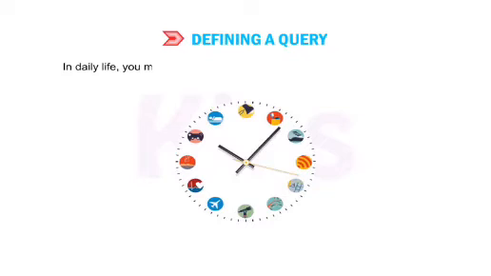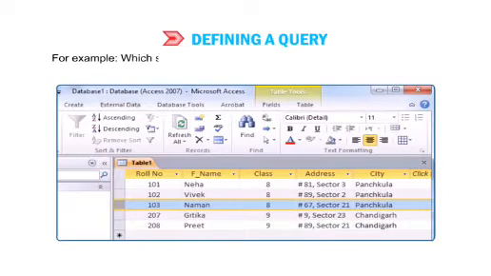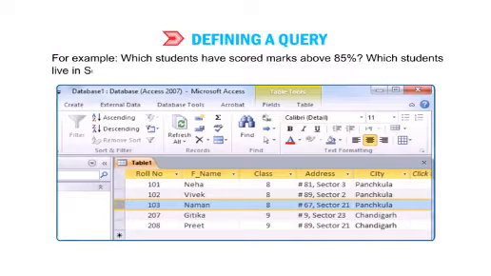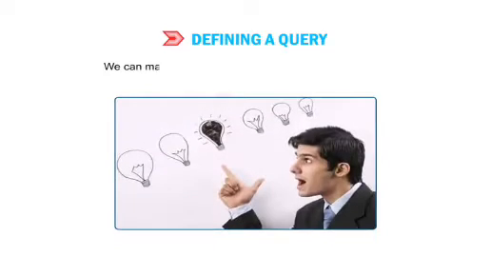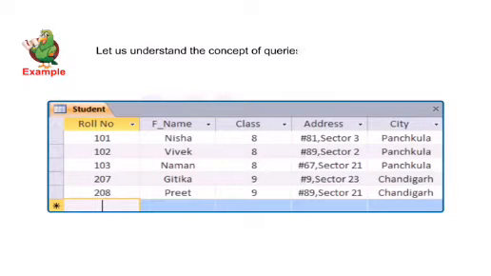In daily life, you make several types of queries to get specific information. For example, which students have scored marks above 85%, which students live in Sector 21, Chandigarh, and so on. We can make quick decisions depending on that criteria. Let us understand the concept of queries with the help of a given example.